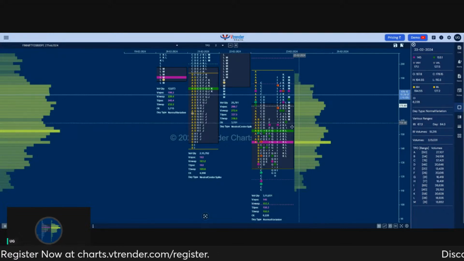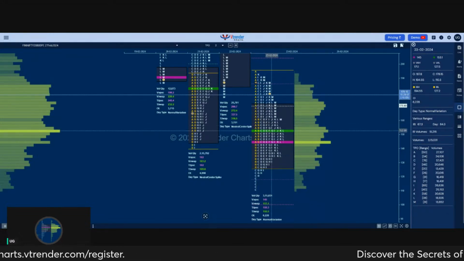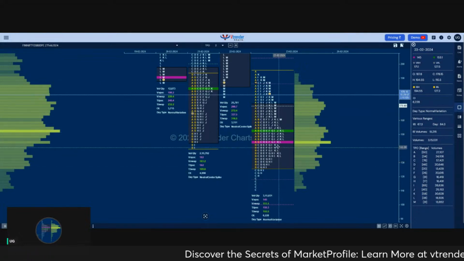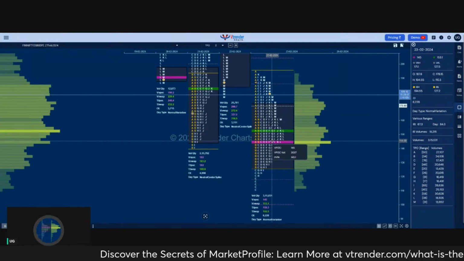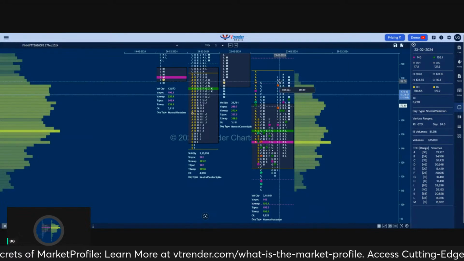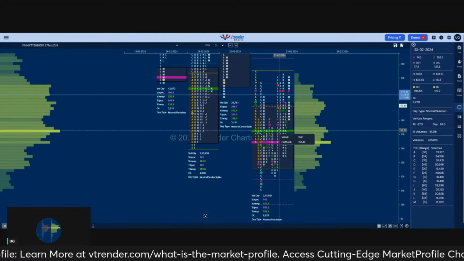And because overall this was a balance, that is the reason we will not look at any big moves in this. We are only looking at retracement moves inside this value. And because we had this prominent POC here, the move was going to the extreme, then coming back to the POC.